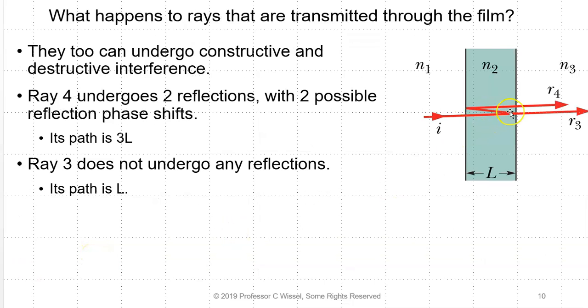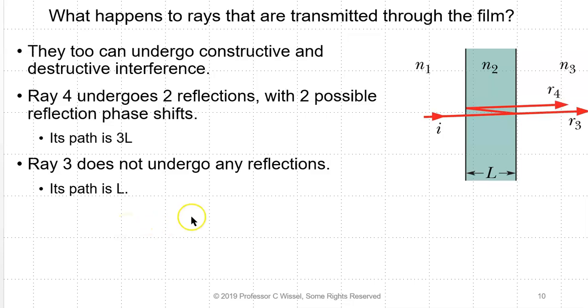Not only do we have reflected rays, but we can also have transmitted rays. And these can also go through constructive and destructive interference. So for instance, we have ray 4 coming through here. It's gone through two reflections with two possible reflection phase shifts. Its path is 3L. Ray 3 does not undergo any reflections. Its path is L.